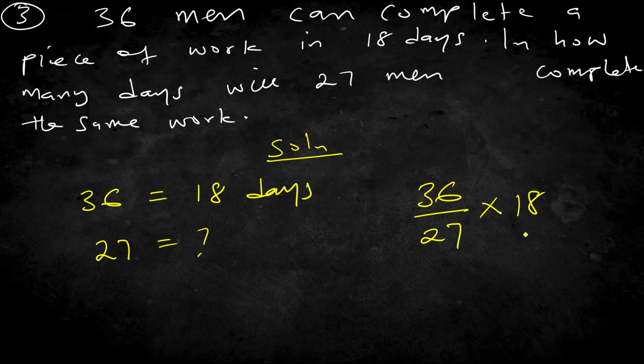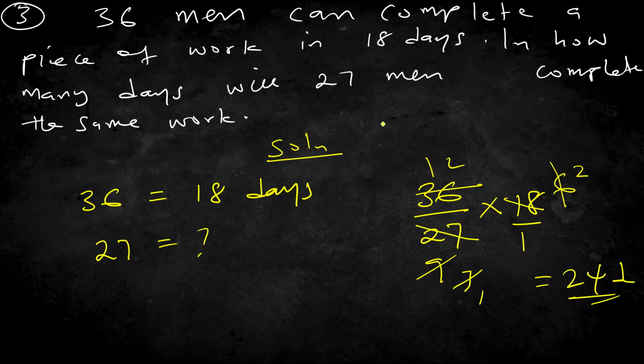So we can make this side over 1. 3 into 9, 3 into 6. 3 into 2, 3 into 3, 3 into 1, 3 into 12. So we have 24 days. So this one makes sense. 36 men, they are many, so they will use fewer days, 18 days. So 27 men is 24 days. So this one makes sense.